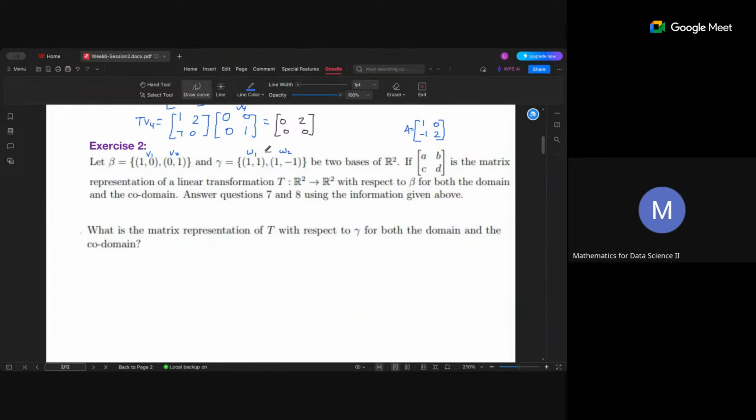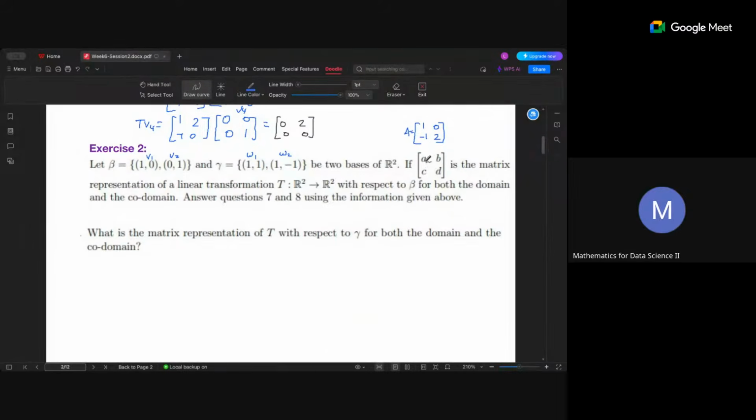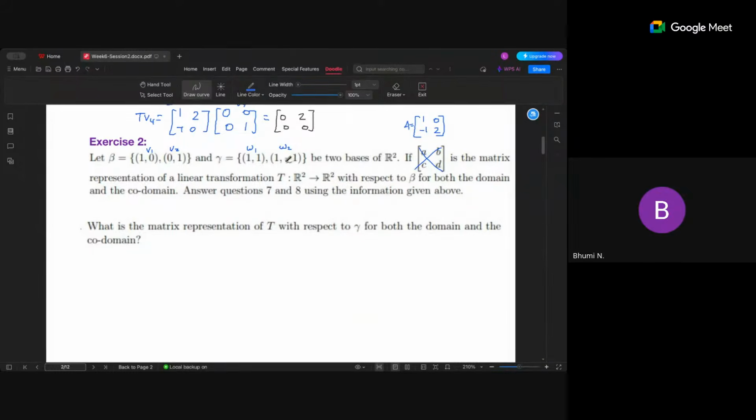So here V1, V2, W1, W2 are fixed values. You cannot take random values. In exams you will get some matrix like this. So forget about this. This is the matrix you are given. Now in place of that, we will get a matrix A in place of the ABCD matrix, right?